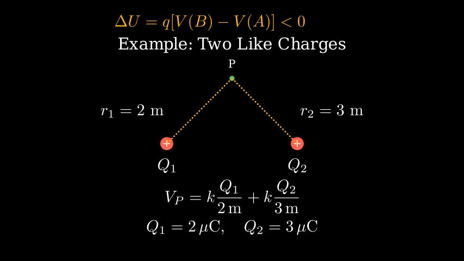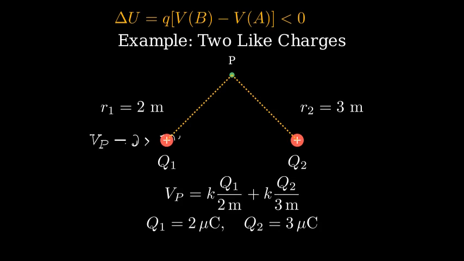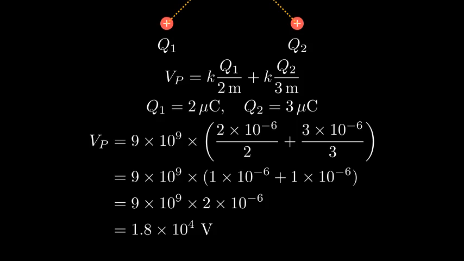Let's calculate this with specific values. Suppose Q1 is 2 microcoulombs and Q2 is 3 microcoulombs. Plugging these values into our formula and calculating, we get V sub P equals 9 times 10 to the power of 9 times 2 times 10 to the power of negative 6 divided by 2 plus 3 times 10 to the power of negative 6 divided by 3, which equals 9 times 10 to the power of 9 times 1 times 10 to the power of negative 6 plus 1 times 10 to the power of negative 6, which equals 1.8 times 10 to the power of 4 volts.